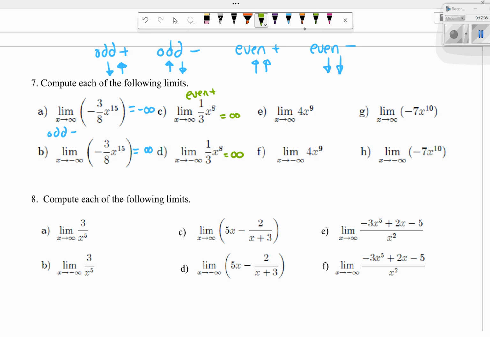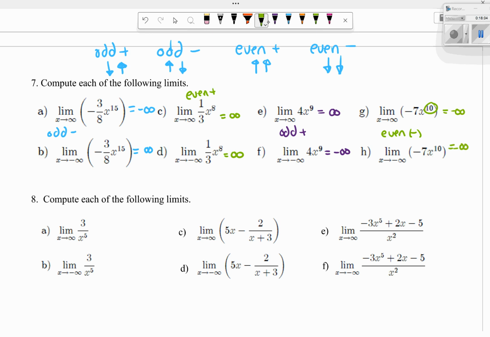For the next one, we have an odd power. So this is odd positive. As we approach positive infinity, our right end goes up, and as we approach negative infinity, it goes towards negative infinity. And then the last one, we have an even degree with a negative leading coefficient, -7. So both ends go towards negative infinity.